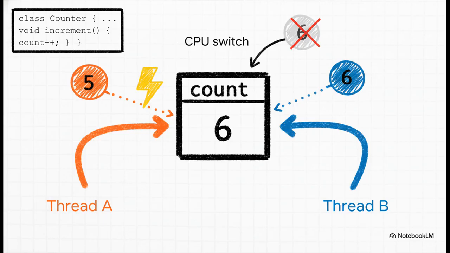Now imagine two threads. Let's call them thread A and thread B, both trying to call increment at pretty much the same time. Let's say the count is at 5. Thread A reads the value 5. But hold on. Before it can add 1 and save it, the CPU scheduler pauses it and switches over to thread B. Now thread B comes in, and what value does it read? It also reads 5. So thread B adds 1, writes 6 back. Then thread A wakes up, remembers it had a 5, adds 1, and it also writes 6. We called increment twice, but our count only went up by 1. Poof! An entire operation just vanished into thin air. That, right there, is a race condition.